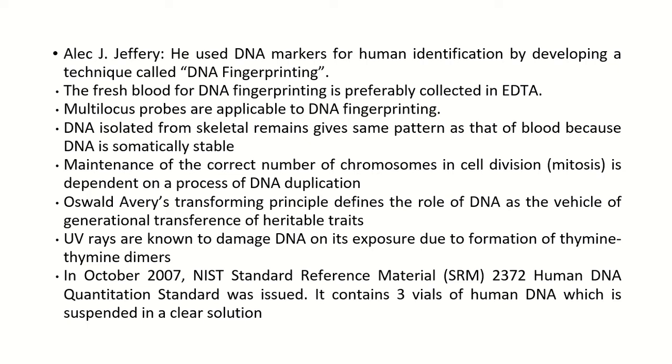Maintenance of the correct number of chromosomes during cell division, mitosis, is through a process known as DNA duplication. There are two types of cell divisions, mitosis and meiosis. In mitosis, from the parent diploid or haploid genome cells, we get diploid progeny cells from a diploid parent, and haploid from haploid. In meiosis, from parent diploid cells we get two haploid cells.